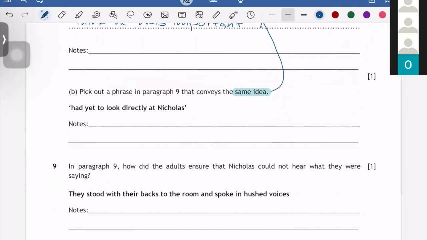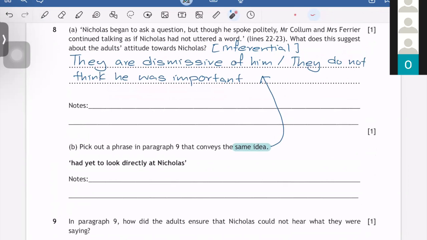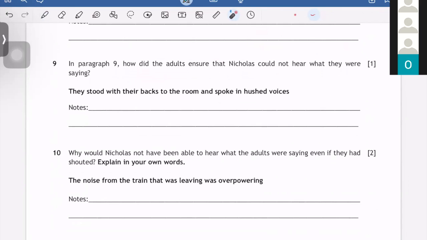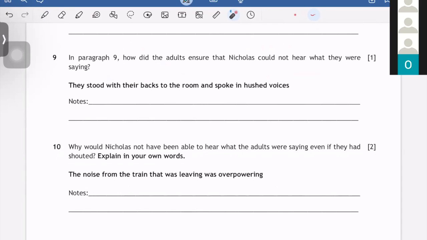Okay, in this case, you are searching for the answer from the passage itself. And the same idea is with reference to the attitude of the adults. Paragraph 9. So how did adults ensure that Nicholas could not hear what they were saying? This is a direct question. You can find the answer straight from the passage.